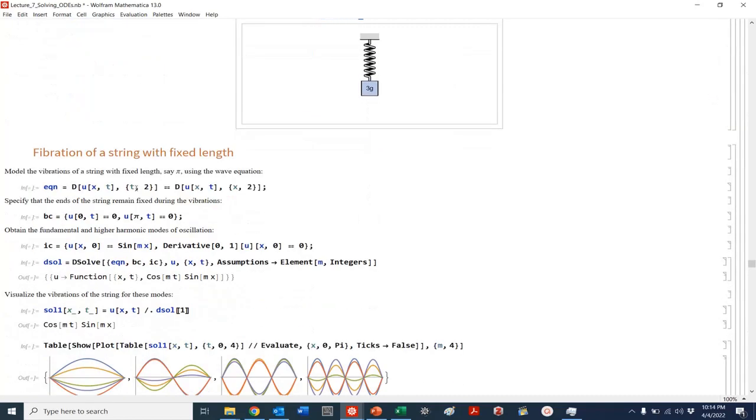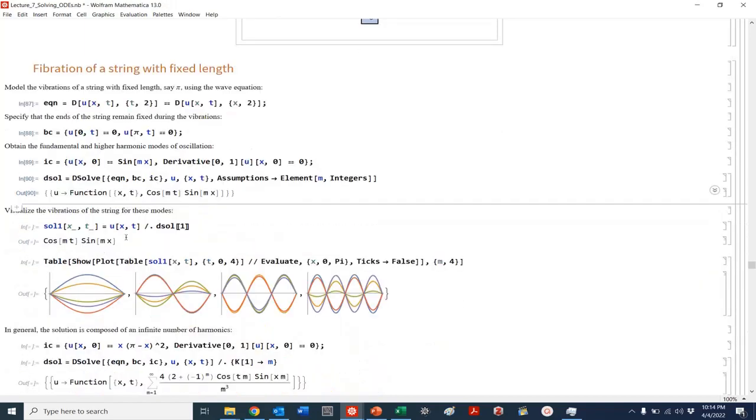What about a string with fixed length? So you can look at your equation of motion again. So again, I'm looking at undulations of that string, second order. You can see here, second order with time, second order in x. So I'm going to have my two boundary conditions. Here I have my two initial conditions, and then I'm going to solve.